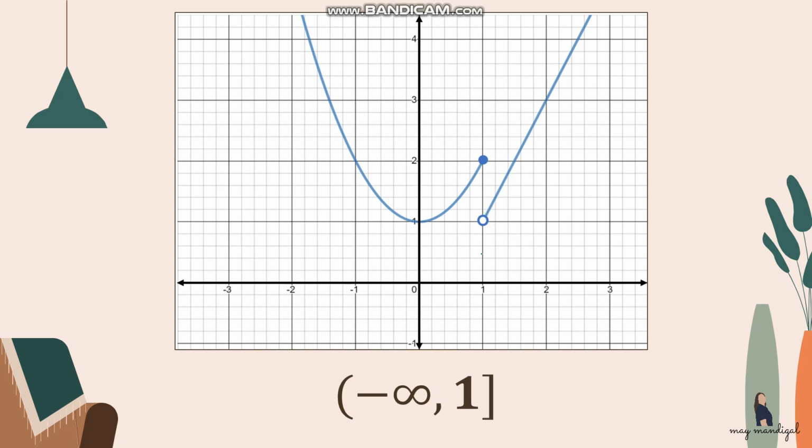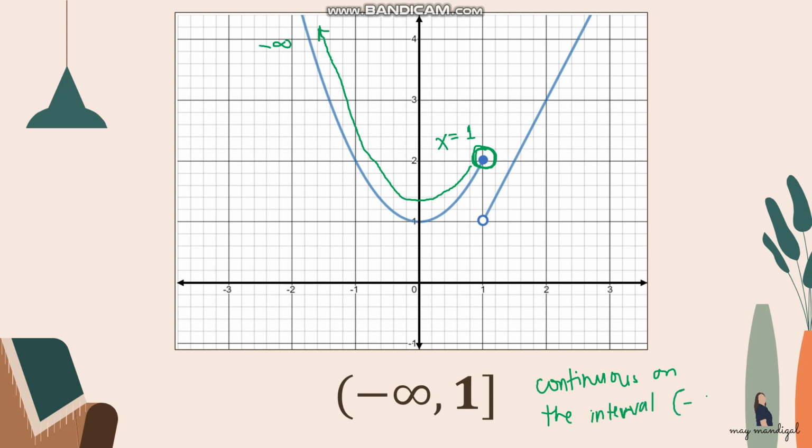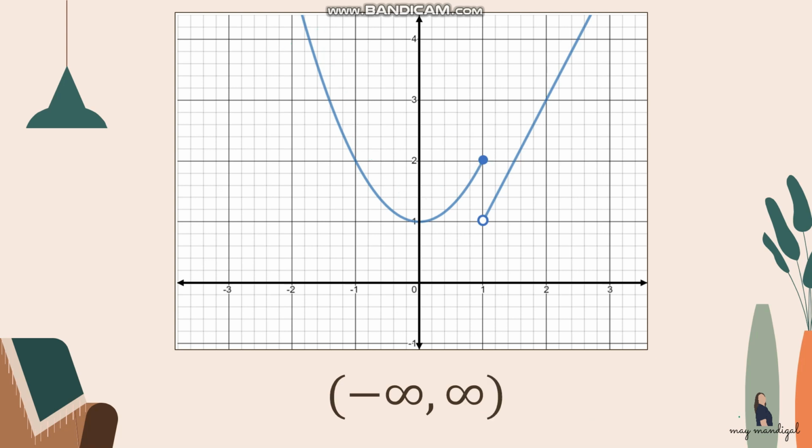And let's say we have here 1, and 1 is now included. So I will be using this point right there. That is x equals 1. Again, I'm using this because 1 should be included. And then going to negative infinity, from that point there are no gaps or breaks. So we can say that it is continuous on the interval from negative infinity to 1 included.